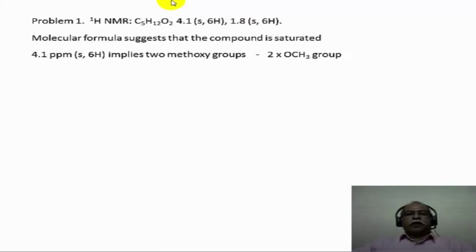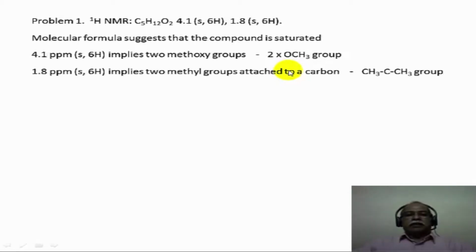The 4.1 delta ppm, a singlet of 6 hydrogen, can only mean that this particular proton is attached to a carbon containing a heteroatom like oxygen. Since oxygen is present in the molecular formula, we can come to the conclusion that the 4.1 ppm signal of 6 hydrogen intensity implies that there are 2 methoxy groups. So we consider 2 methoxy functional groups as part of the structural elucidation solution.